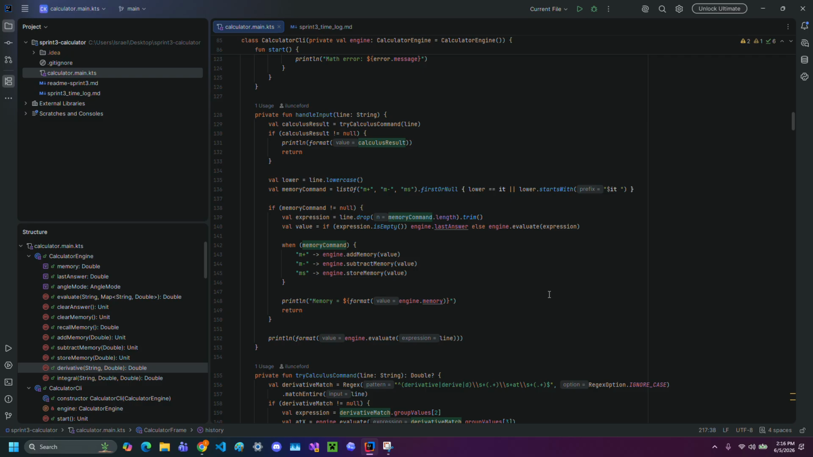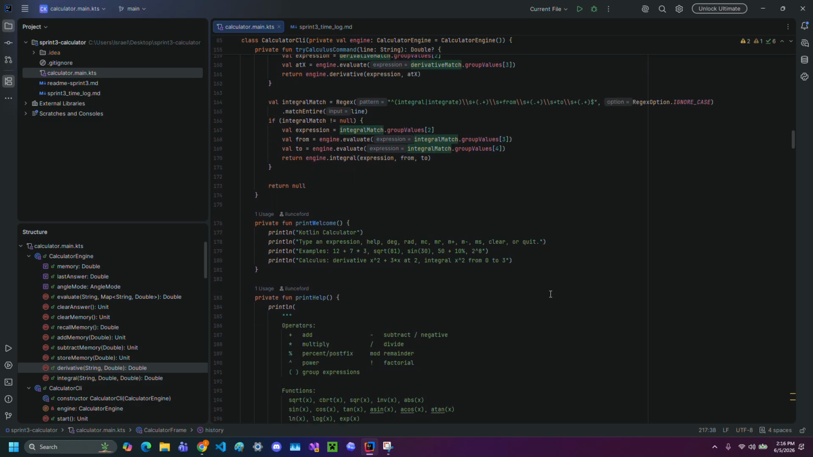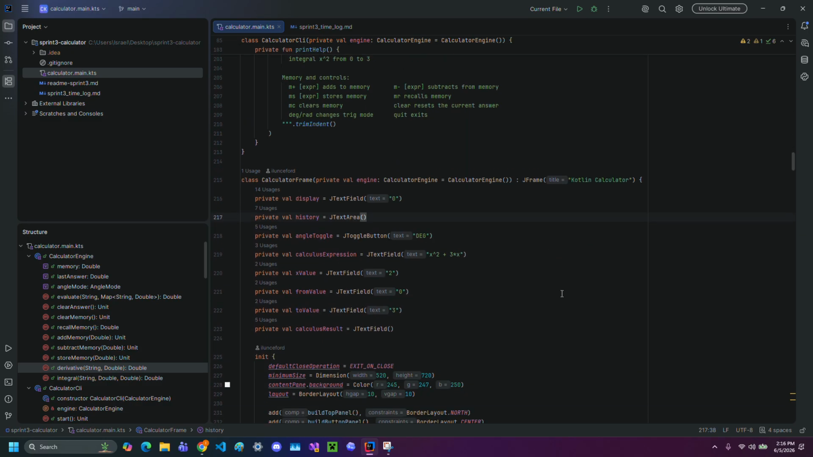So go down to the next class. The next class is calculator frame, which is the graphical user interface, which I did add graphics. Nothing super fancy, but the interface contains a display field for expressions and results, a history panel showing previous calculations, calculator buttons for numbers and operations, memory buttons, scientific function buttons, and a calculus section for derivatives and integrals.